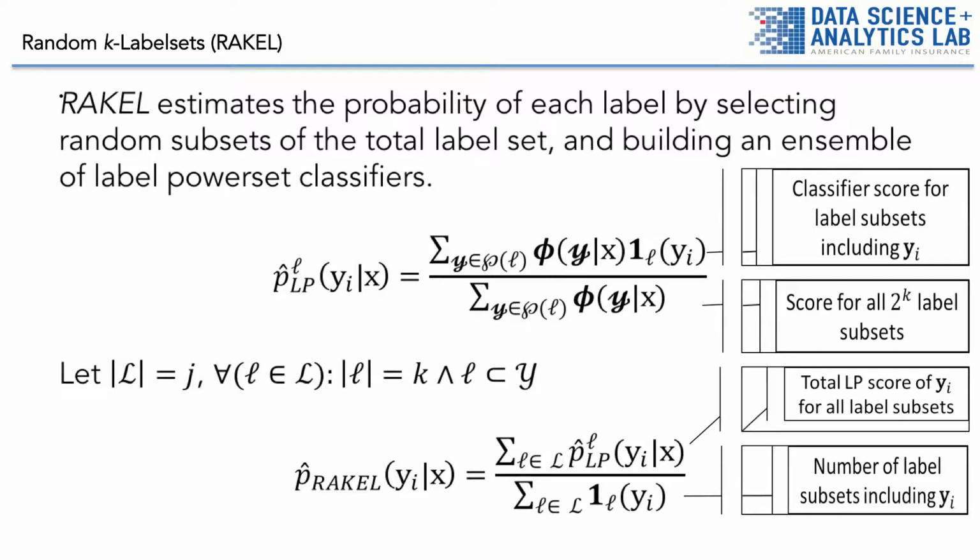And then each label power set classifier in the ensemble is going to assign a score to a given label. So if we're trying to figure out the score for label y sub i, which could be electrical, then we're going to count that classifier's score for all the label subsets that include that label y sub i. So we're going to count the score for electrical, count the score for hazard and electrical, count the score for interior electrical, and we're going to add all of those up. And then we're going to normalize by the score of all the label subsets that label power set classifier is responsible for. So that's each classifier in the ensemble of label power set classifiers.